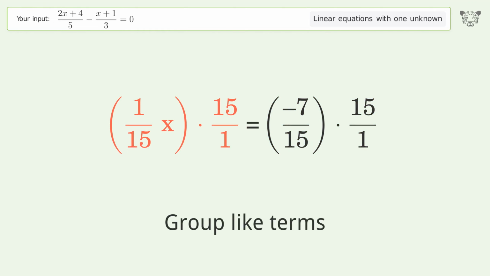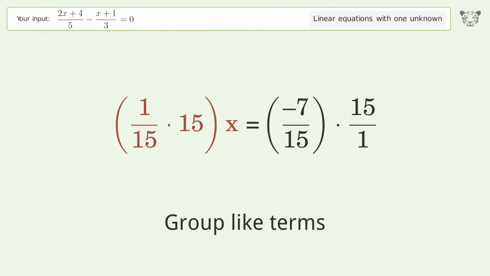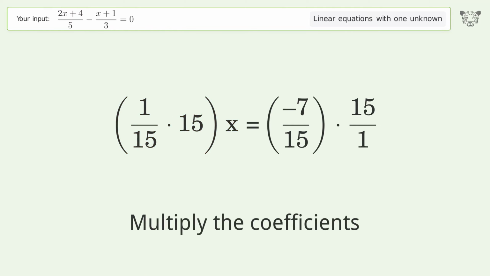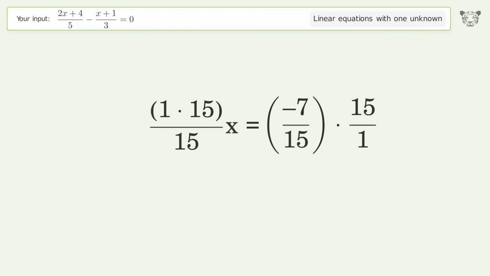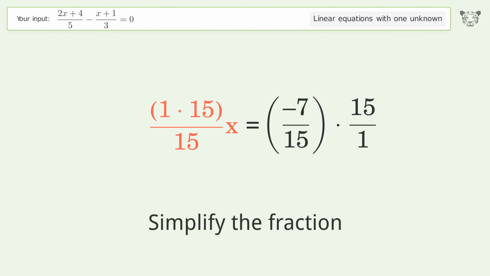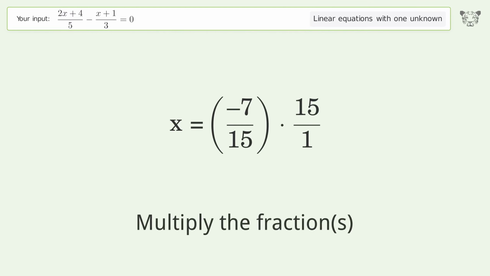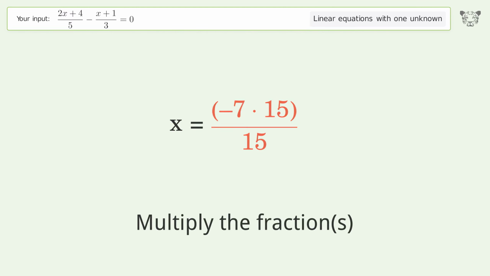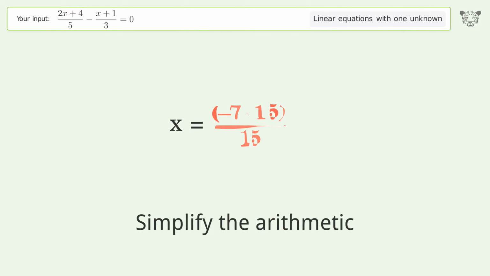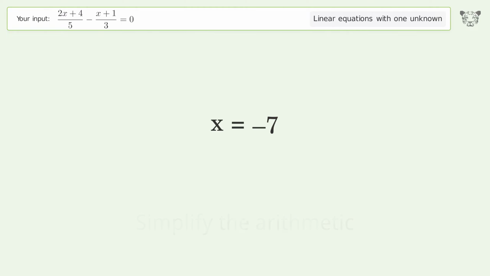Group like terms. Multiply the coefficients. Simplify the fraction. Multiply the fractions. Simplify the arithmetic. And so the final result is x equals -7.